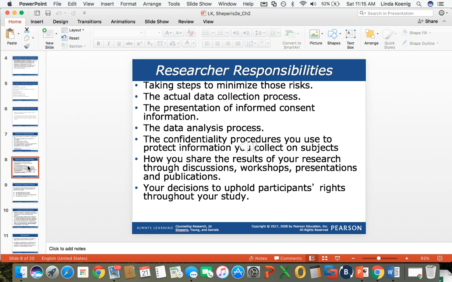Okay, so we have a lot of responsibility around how we're analyzing the data and making sure that the way that we're analyzing it is accurate in giving us the best possible representation of the numbers. Our confidentiality procedures, how we're sharing the results, and we talked about that a little bit earlier. And then one of the things that is our responsibility is basically just this commitment to, throughout the process, making sure that our participants' rights are upheld.